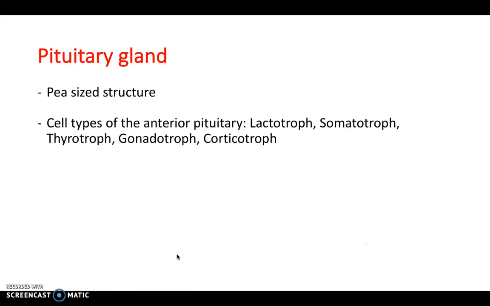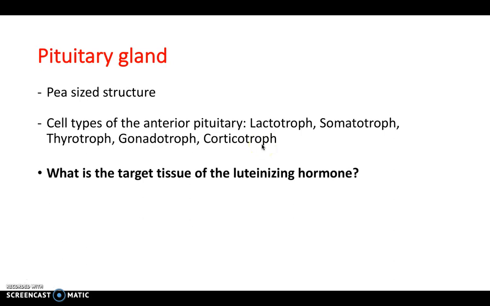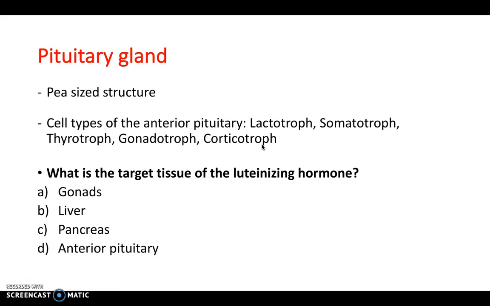So the pituitary gland is a pea-sized structure, and it has several cell types such as lactotrophs, somatotrophs, thyrotrophs, gonadotrophs, and corticotrophs. And when you're aware of the hormones, you can actually link the cell up to each hormone and what it produces. So a little question here, what is the target tissue of luteinizing hormone? So obviously if you've done the block already, you'll know that the target tissue here are the gonads, but if not, we'll learn about it in a moment.